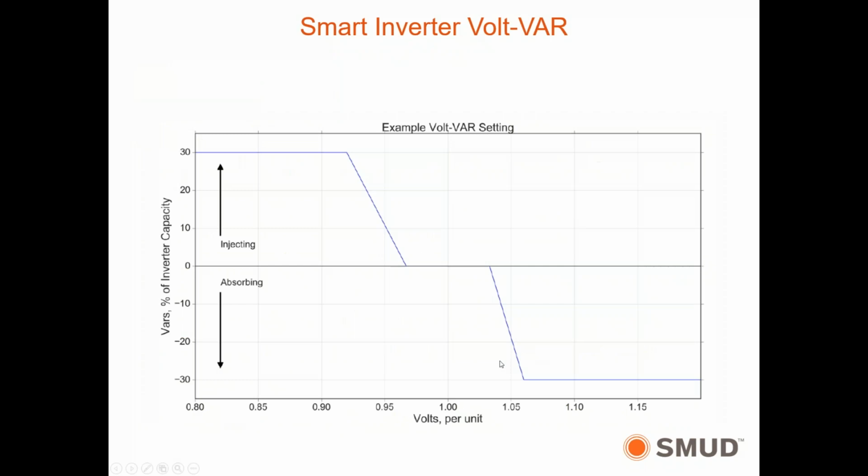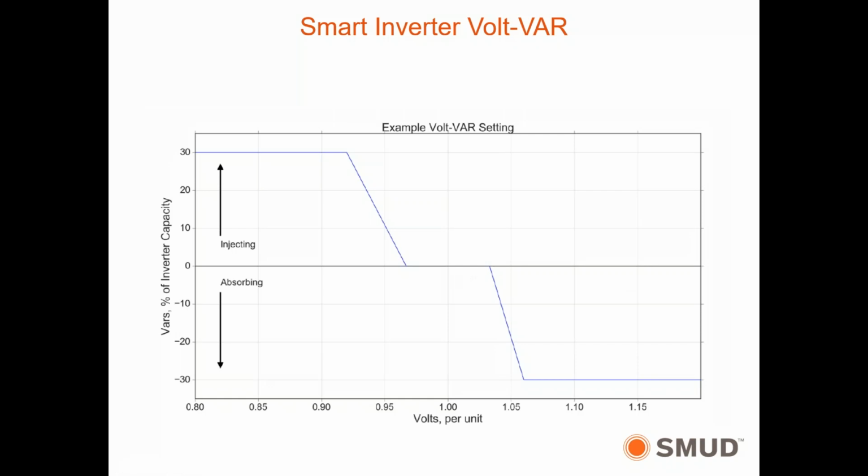Shown here is a volt VAR curve. For those who haven't seen one before or been familiar with it, when you're in this dead band, the voltage is in the normal operating range of a utility, and we don't ask the inverter to do anything. If the voltage drops low, the inverter can assist by injecting VARs into the system and raise the voltage. And if the voltage is running high, the inverter can draw VARs and lower the voltage on the secondary. And for the most part, we're looking at using this just to have the inverter correct for its own impacts on the system.